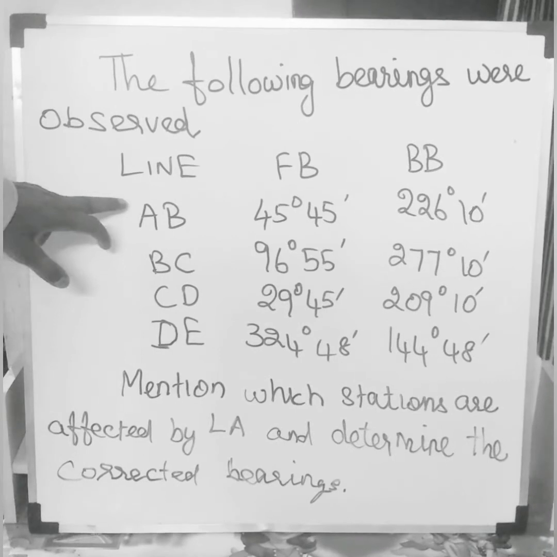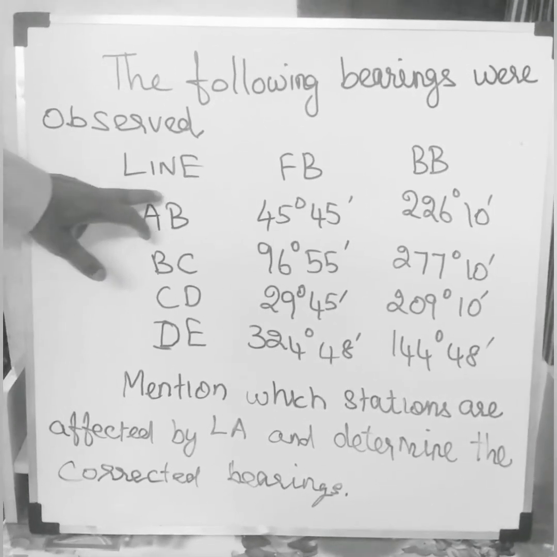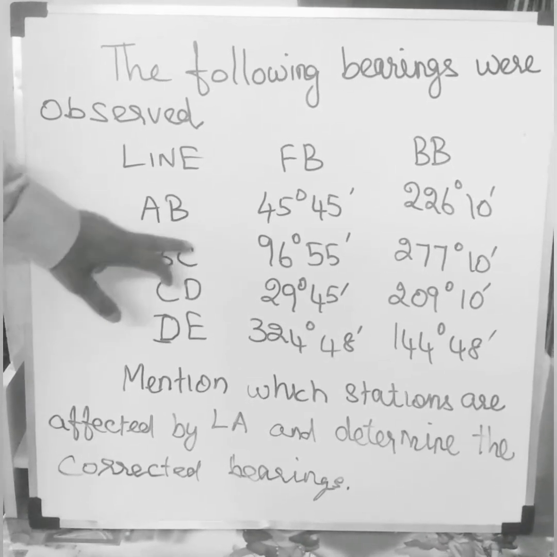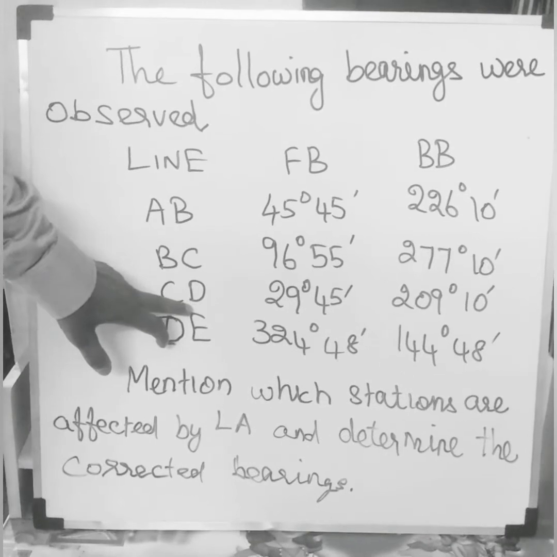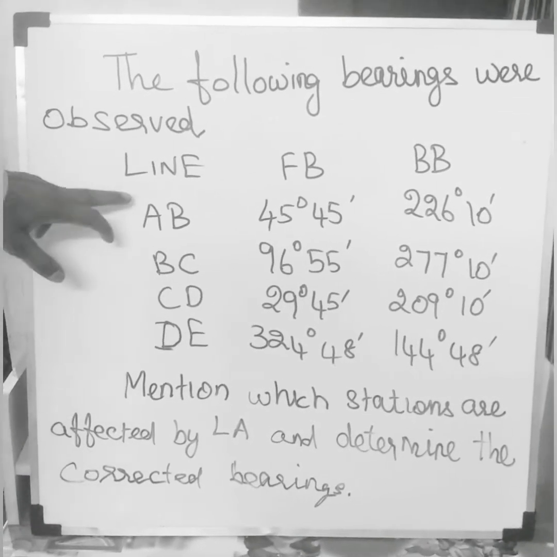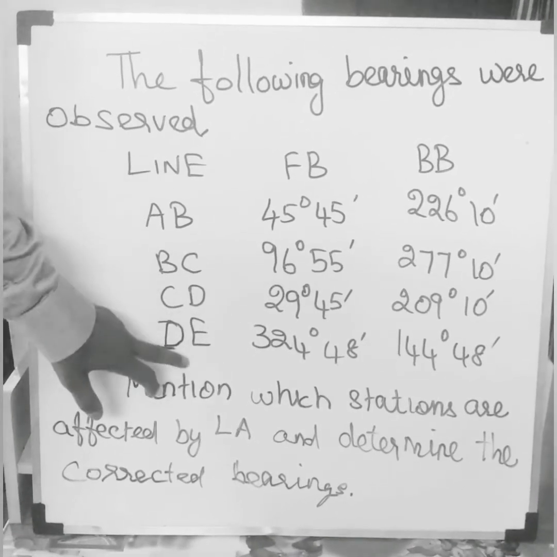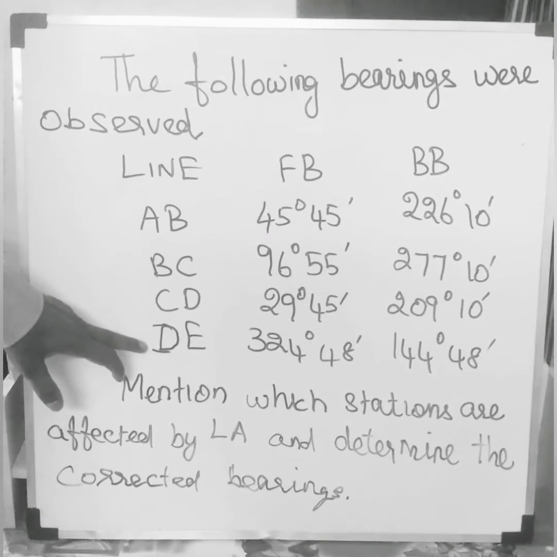Because the starting point of the traverse is A. A is extended towards B, B towards C, C towards D, D towards E, and it ends with the station E. So here the starting and end stations are different. It is called an open traverse.